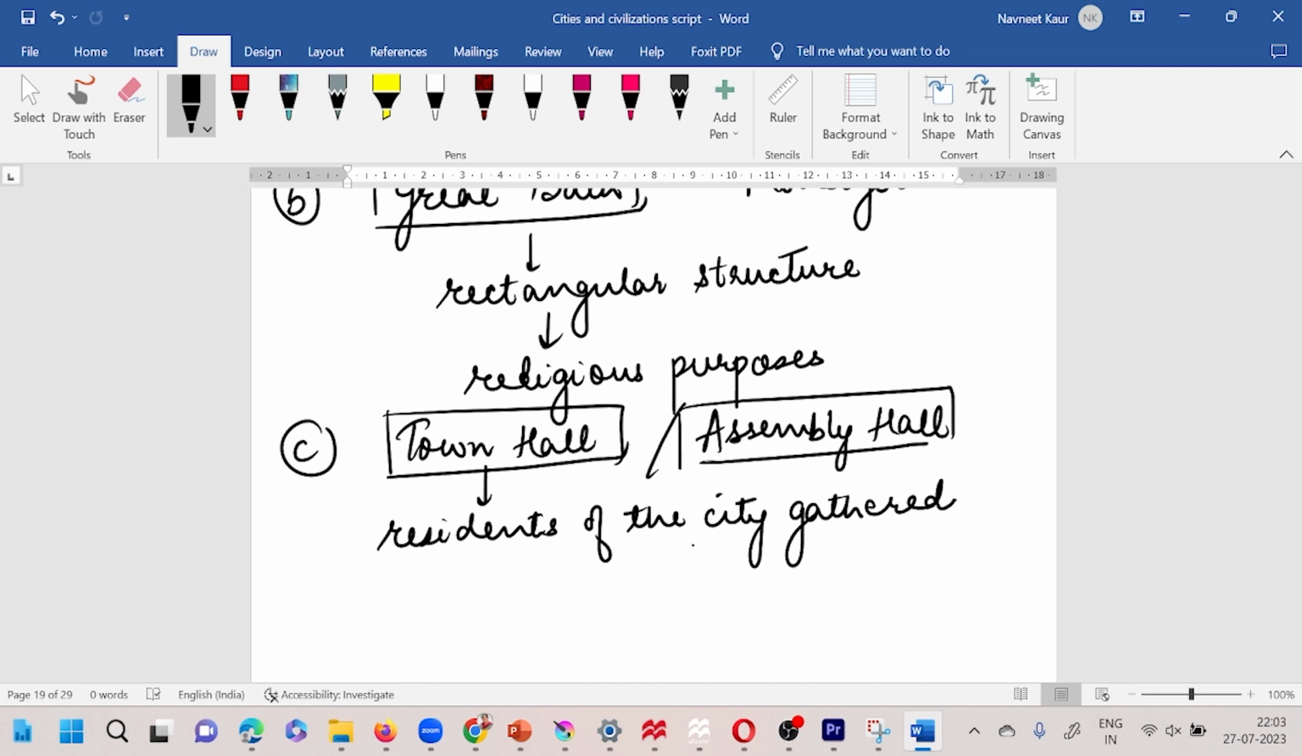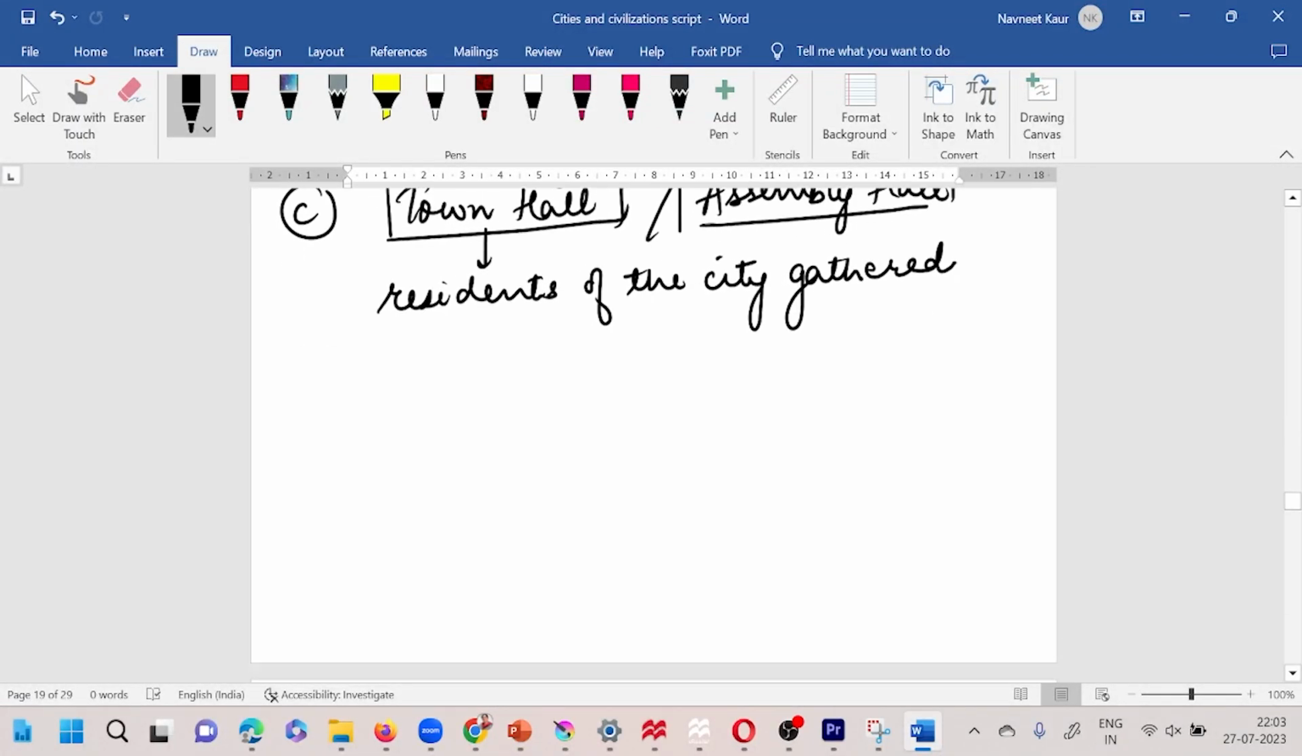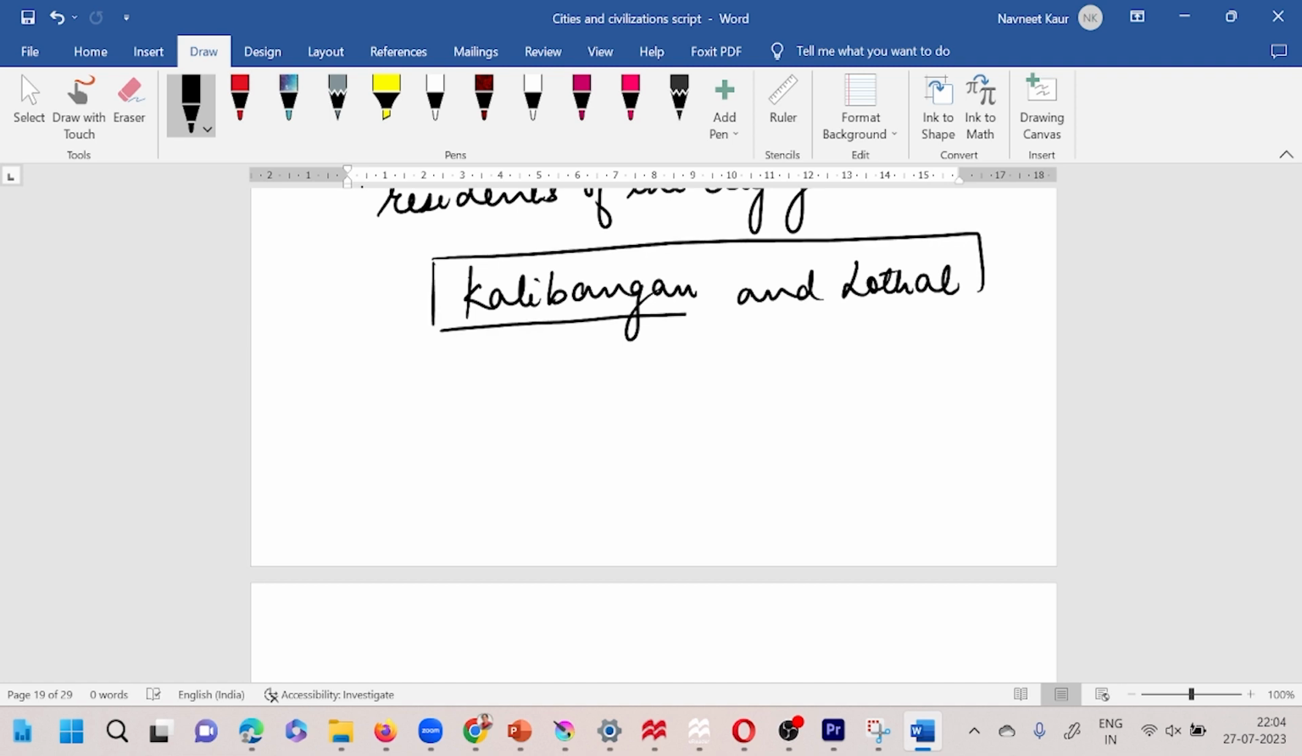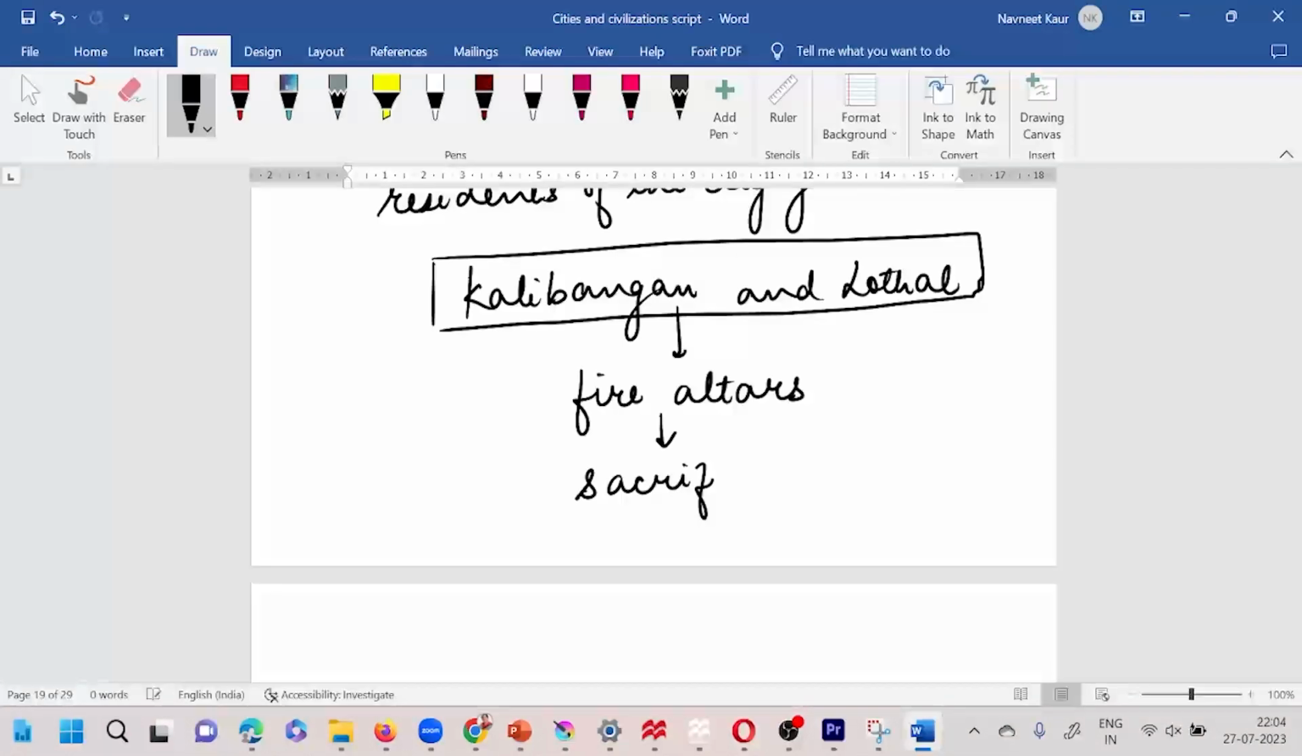take some important decisions. So other cities like Kalibangan and Lothal, earlier we talked about Mohenjo-daro. So, other cities like Kalibangan and Lothal, they had fire altars. So, what used to happen there? Sacrifices were performed at this place.